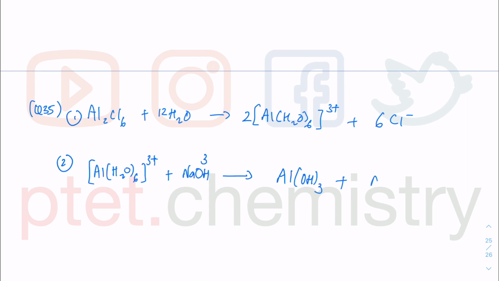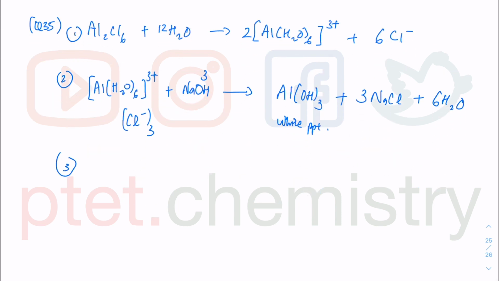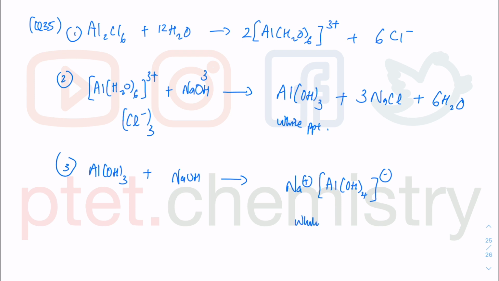So what I'll get is Na. This thing comes with Cl minus, 3 of them. I can get 3 NaCl, and of course I can get 6 H2O as well. So this is the classic white precipitate that you get to test for Al3 plus with sodium hydroxide. Of course, in excess sodium hydroxide, if I add more NaOH, then I'll get Al(OH)4, this is going to be a minus, and this is going to be a plus. This white precipitate dissolves to give you this colorless solution.